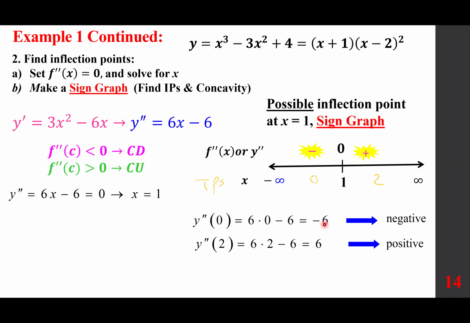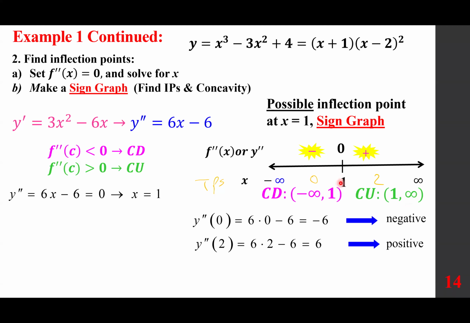So first and foremost, because of the change, it doesn't matter negative to positive or positive to negative, this is the point of inflection. Secondly, negative means concave down from here to here, from negative infinity to 1. Concave up here from 1 to infinity. So concave down in this vicinity, negative infinity to 1, concave up in this vicinity. And as I mentioned, the inflection point at x equals 1.